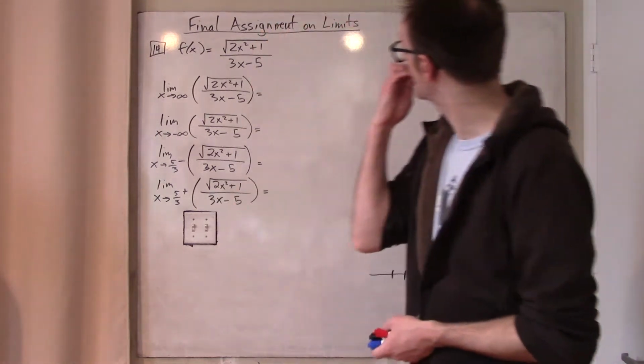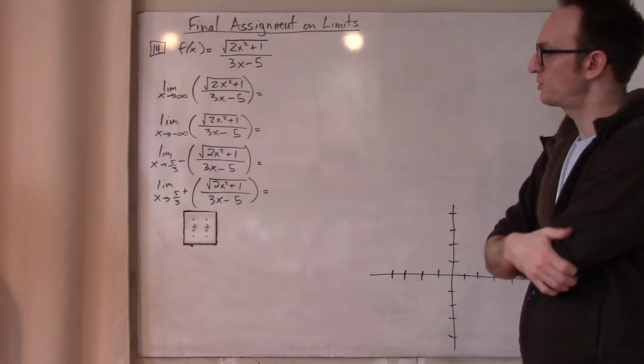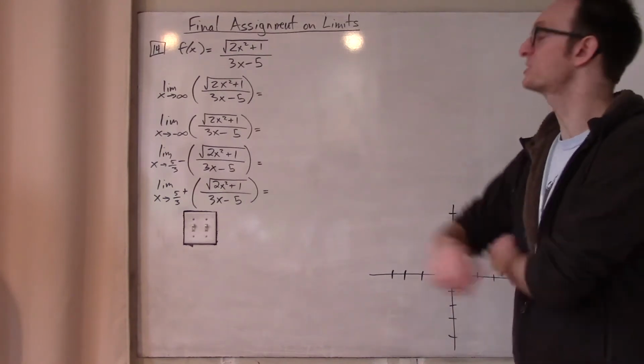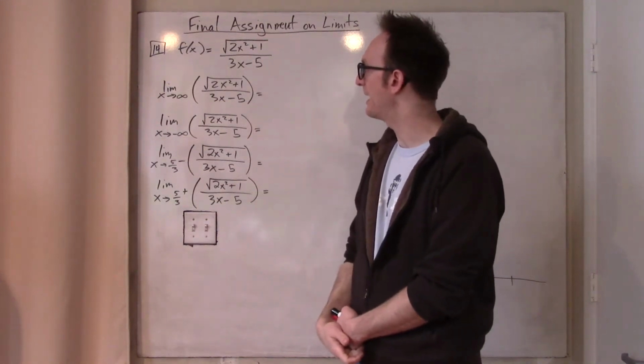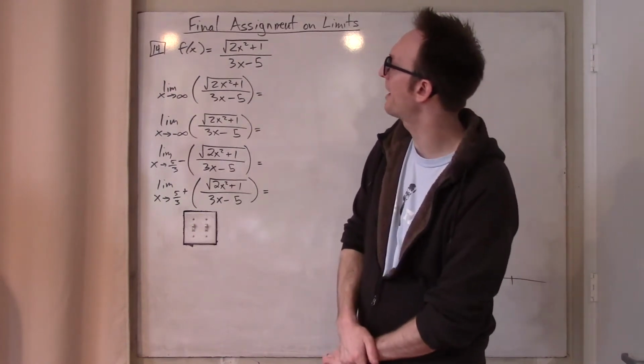Okay, well here is a function which is kind of like a rational function, and so this is the kind of problem you could potentially do while you were studying rational functions. But it's not actually a rational function because the numerator is a square root function, not a polynomial.